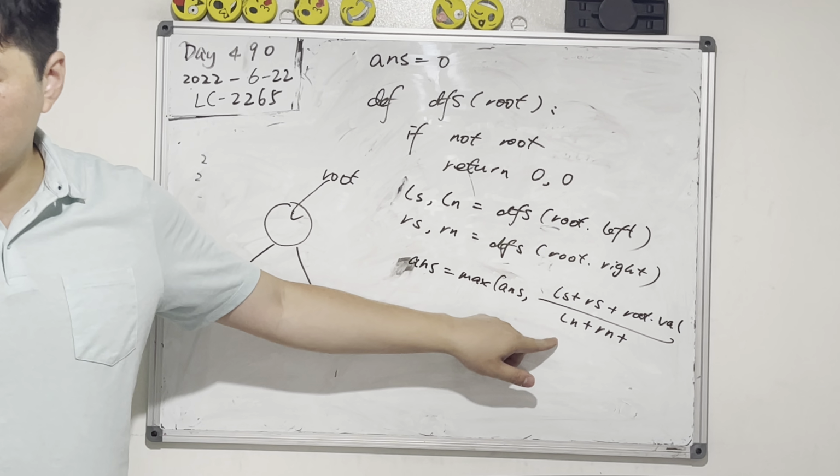Okay, coming back to today's question. We want to find out the number of nodes that equals the average of its subtree. For example, the average of this tree is 2, right? So we count 1. 2 equals 2. Right? How many other nodes have a value equal to the average of that subtree? Can you find any more?